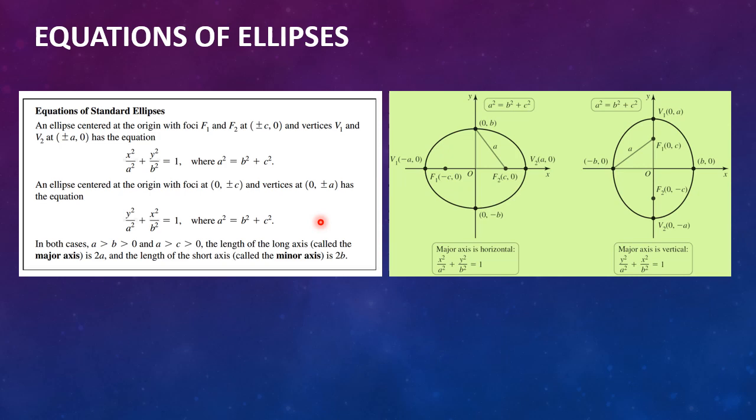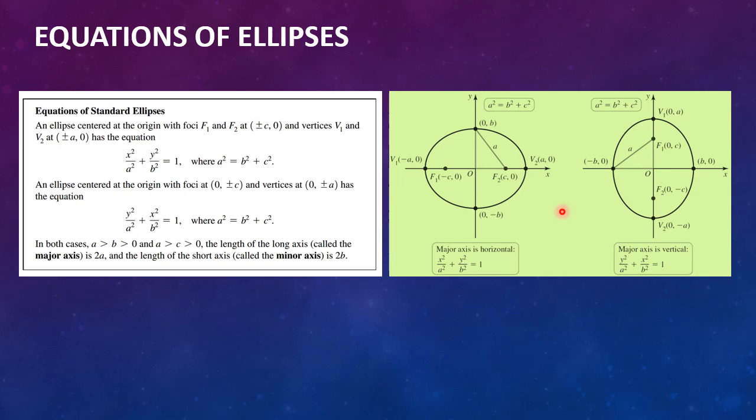Similarly, an ellipse centered at the origin with the foci on the y-axis, (0, plus or minus c), that you see in the second diagram to the right. Here it's a very similar equation. Notice the conditions are the same, but now it's y squared over a squared plus x squared over b squared. And again, b is the distance on the minor axis.